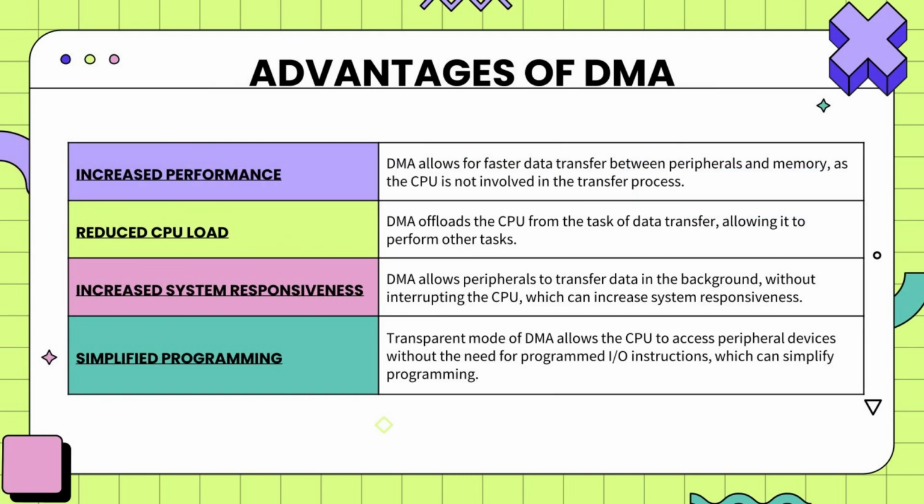Advantages of DMA. First, increased performance. DMA allows for faster data transfer between peripherals and memory as the CPU is not involved in the process of data transfer. Second, reduced CPU load. DMA offloads the CPU from the task of data transfer, allowing it to perform other tasks. Third, increased system responsiveness. DMA allows peripherals to transfer data in the background without interrupting the CPU, which can increase system responsiveness. Fourth, simplified programming. Transparent mode of DMA allows the CPU to access peripheral devices without the need for programmed input-output instructions, which can simplify programming.